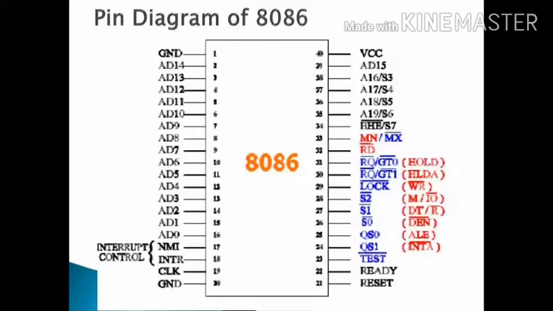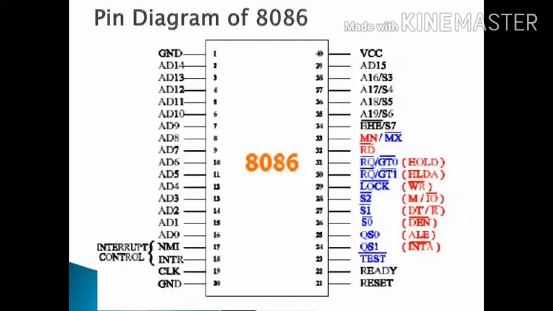And for the maskable interrupt, that is at pin number 18, this can be enabled or disabled using the CLI and STI instructions. CLI is for clear interrupt flag, and STI is for set interrupt flag. So these are the instructions which can be used to enable or disable the maskable interrupt at pin number 18.